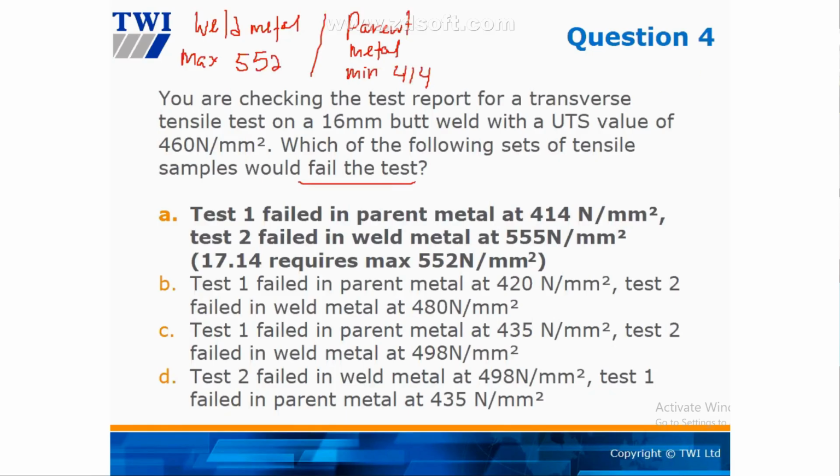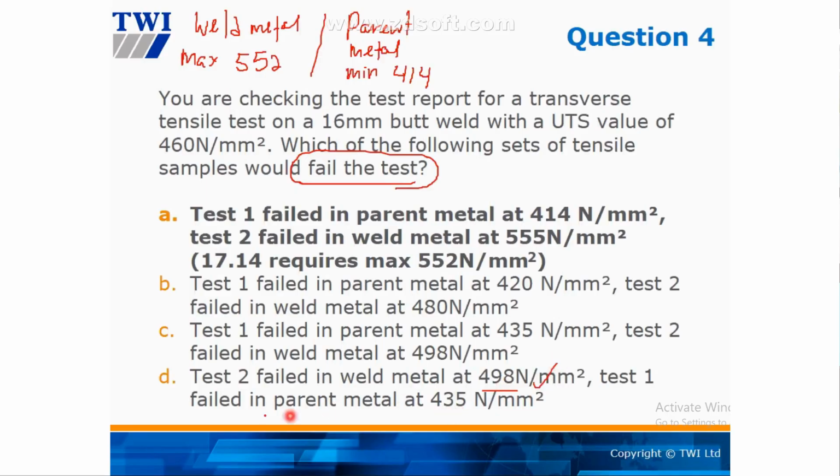414, yeah? All right, so you look at from the D here, answer D. The question asks fail the test, all right? Look at D. You say fail environmental 498. 498, this is maximum, 552. So this is 498. So this is pass. It's not fail.